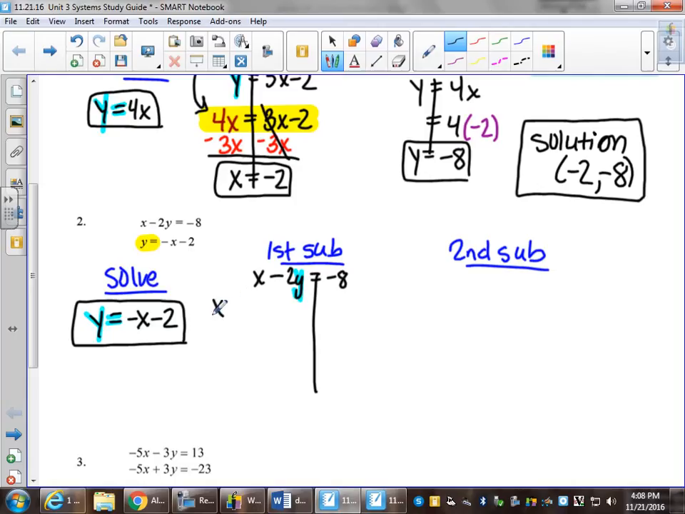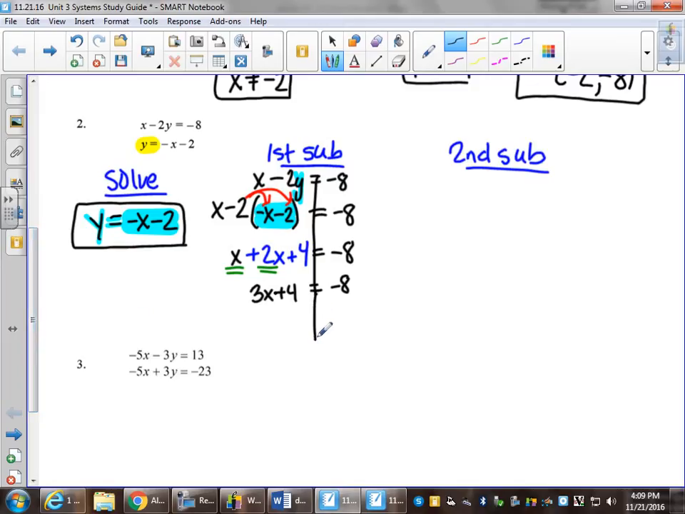Housekeeping, move over a little bit to give yourself space to substitute in the negative x minus 2 where y was, and notice I used parentheses. So what we did was, if you're struggling to see it, we substituted in negative x minus 2 where we saw y. And now we're ready to distribute and solve for x. So this becomes x, negative 2 times negative x is a positive 2x. And then negative 2 times a negative 2 is a positive 4 equals negative 8. We can combine like terms. x plus 2x is 3x plus 4 equals negative 8.